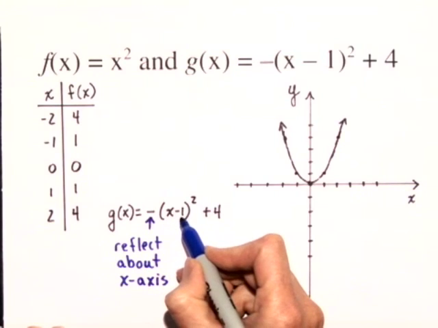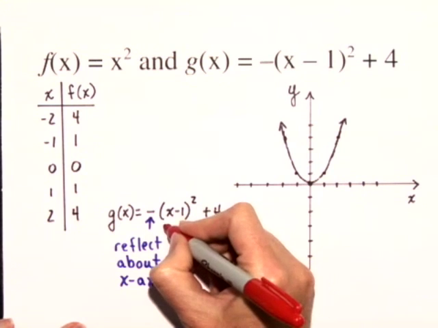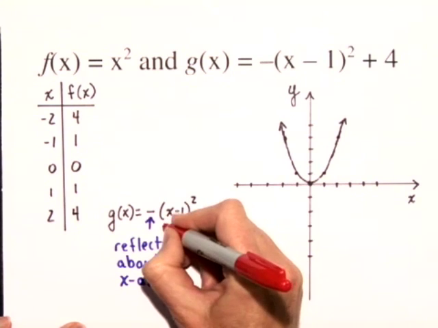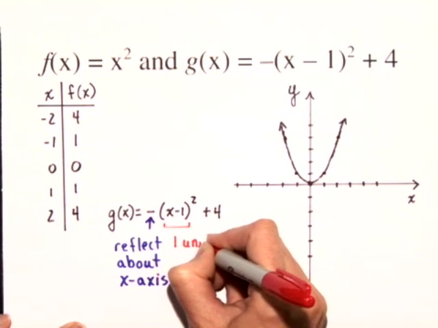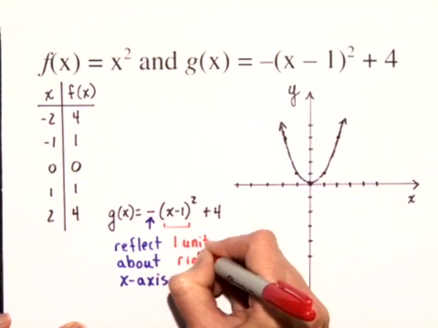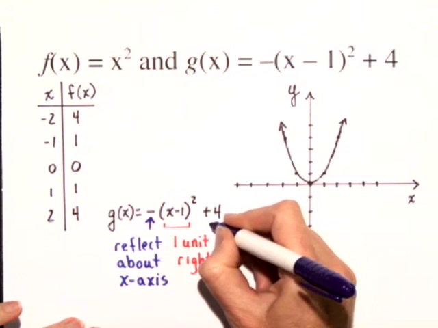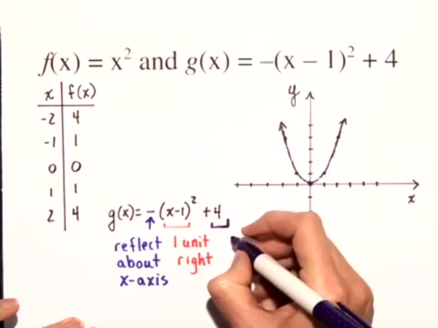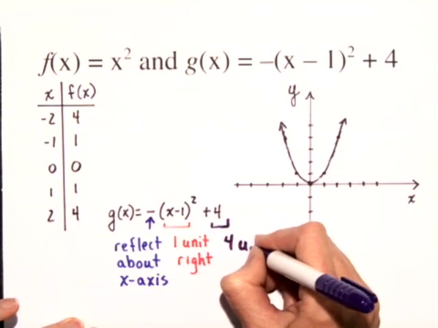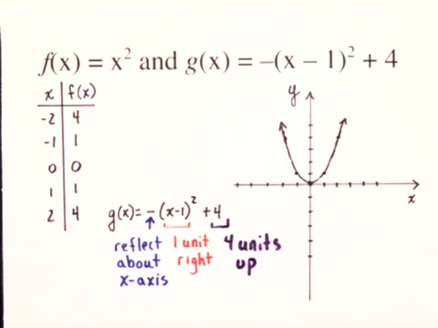The x minus 1 inside the parentheses indicates a horizontal shift. Since it's x minus 1, that indicates a shift to the right. So we'll shift 1 unit to the right. And finally, our last transformation will be our vertical shift. We have plus 4 as our vertical shift, so that tells us to shift 4 units up. And I'm going to take each of these 5 original points and do a transformation on each one of them.